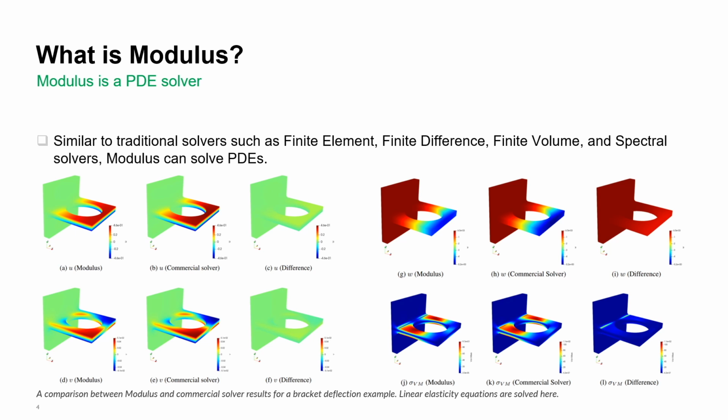Here you can see an example case where Modulus has been used to solve the linear elasticity equations, a bracket deflection example. So basically, there's this wall-mounted bracket and some force is applied to it, and Modulus can solve the deflections and stresses in the object just like a commercial finite element solver would. And the results almost perfectly match the commercial solver.